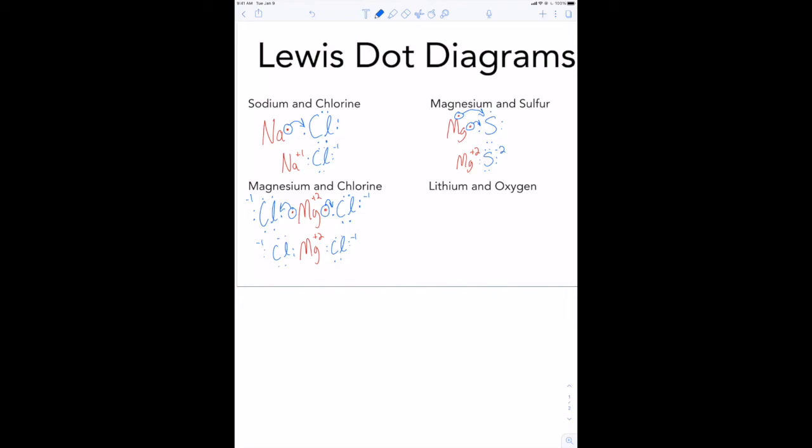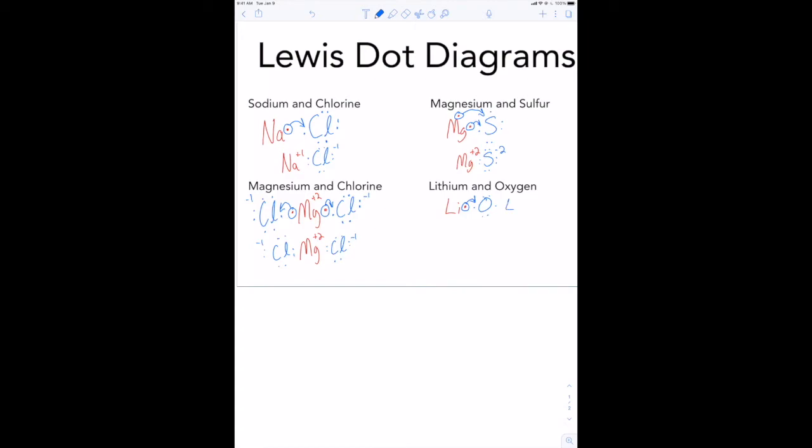Well, we can start with lithium. Lithium has 1 valence electron. Oxygen has 1, 2, 3, 4, 5, 6 valence electrons. That means that oxygen is going to go ahead and take lithium's valence electron. Lithium's outer shell is now empty, meaning its inner shell becomes its outer shell, so lithium's good, but oxygen still needs one more valence electron.